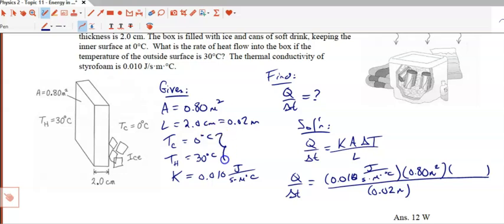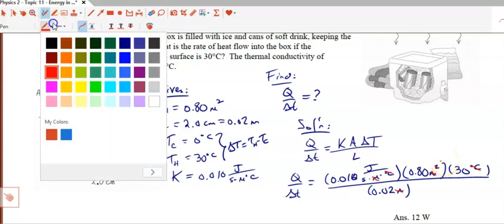And then delta T is the change in temperature. So how much does the temperature change? That's 30 minus 0. Remember, it's hot minus cold. So it's 30 degrees Celsius. Okay, if you look through the units here, you can hopefully see that, I always check my units. These degrees Celsius cancel out. There's a meter squared with a meter down here, and then another meter over here. That all cancels out, and so you're going to end up with units of joules per second.